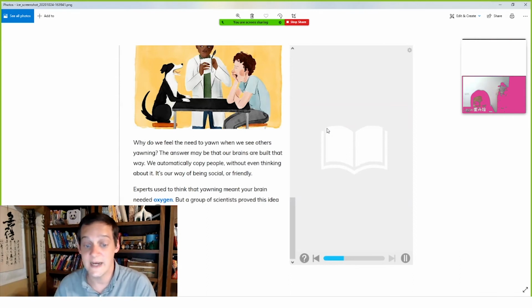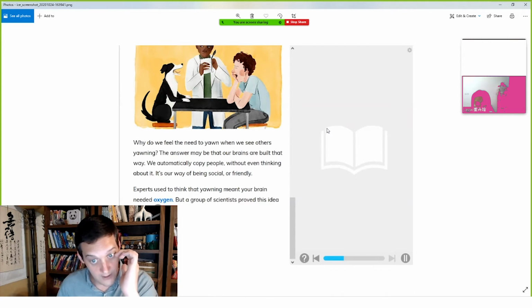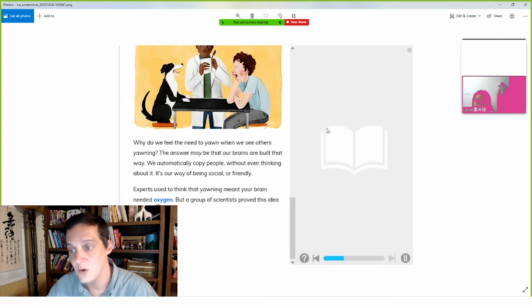But a group of scientists proved that this idea was wrong. They thought that it was because your brain needs oxygen. So if you are not breathing well, then they think you're going to yawn a lot. Or if you're in maybe a high altitude place where the air is low, then maybe you won't breathe right. Maybe you'll yawn a lot.